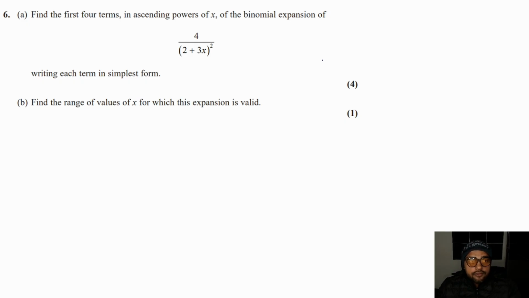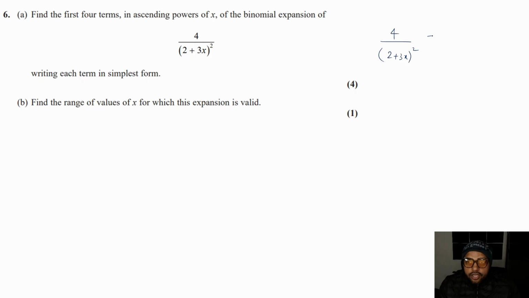So find the first four terms in ascending powers of x of the binomial expansion. Okay, they have given us the binomial expansion here. That is 4 by 2 plus of 3x square. This is the function they have provided us.